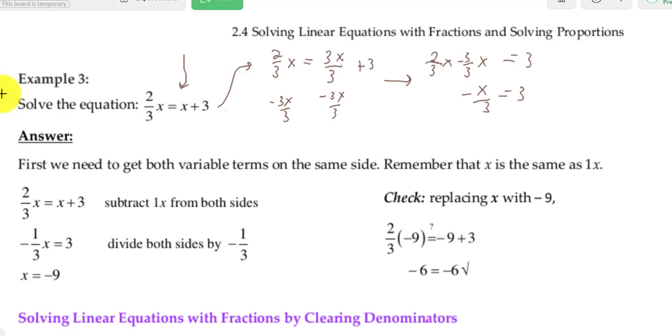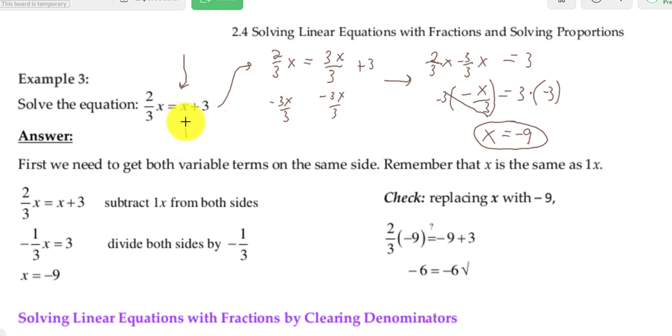And to finish the problem, if I multiply both sides by negative 3, right, the negatives cancel and the 3's cancel, right? Negative times negative is positive. So I'm left with x equals negative 9. Okay? So that's one way to handle this problem, right?